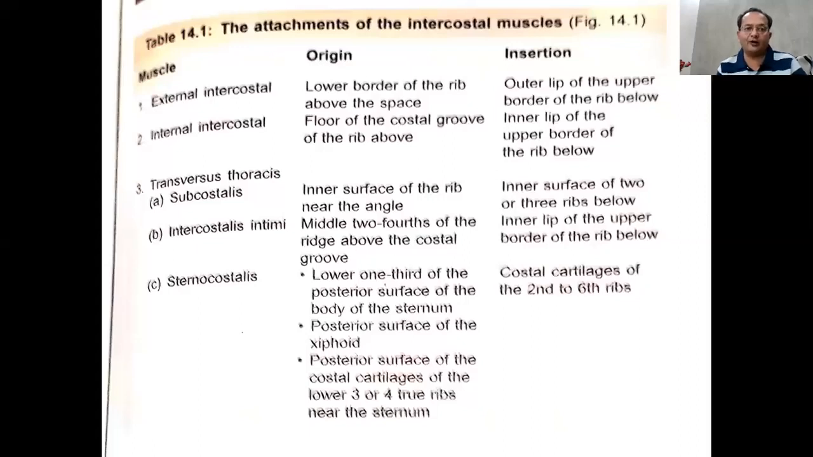There are 11 intercostal spaces on each side because there are 12 ribs, so there are 11 pairs of intercostal spaces on each side. So external intercostal muscles are present in 11 pairs. Internal intercostal muscles are present in 11 pairs, and intercostalis intimi, subcostalis, and sternocostalis are restricted to some pairs of the intercostal spaces.